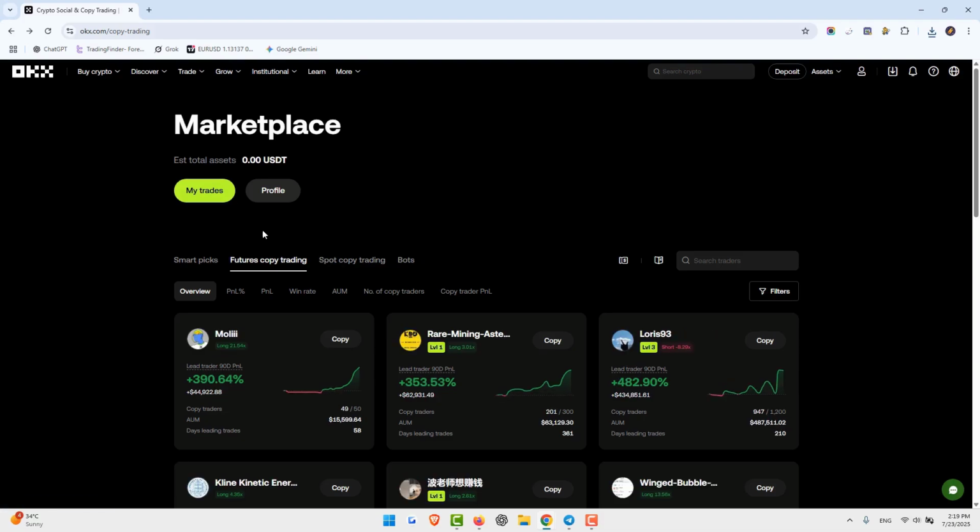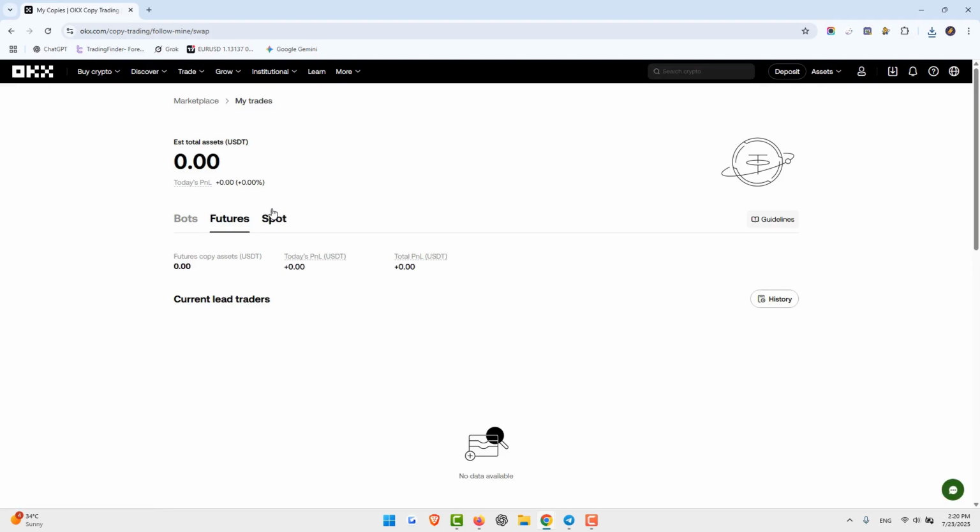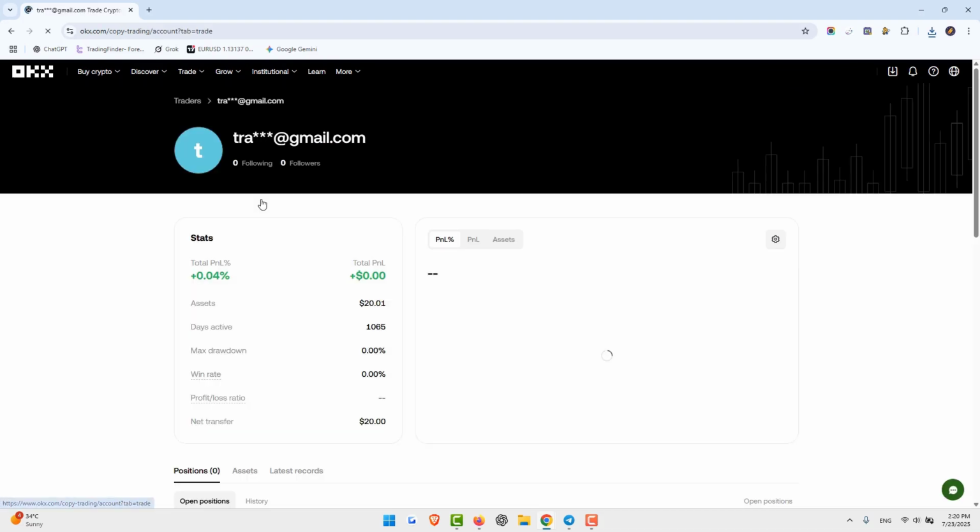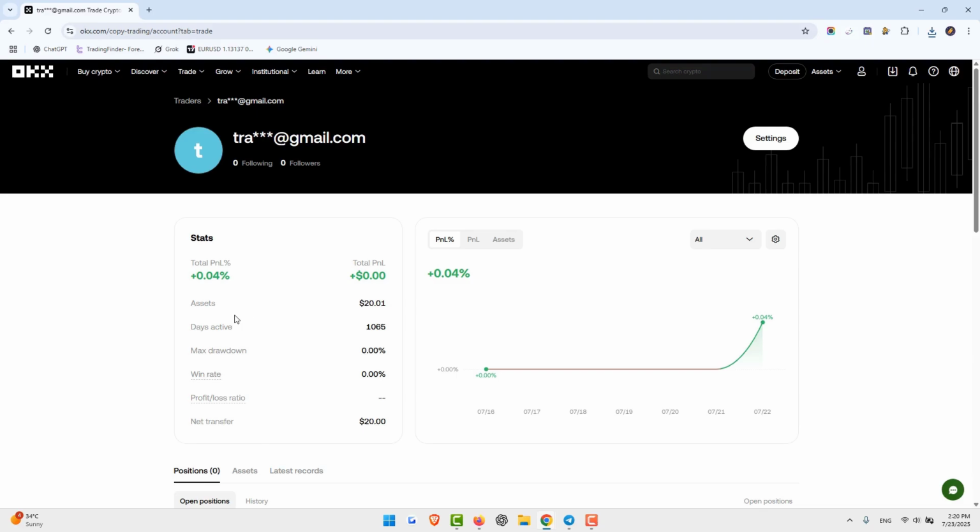After entering the Futures Copy Trade page, you'll have access to two options: My Trades and Profile. In the My Trades section, you can see the trades that are copied for you in the Futures section, along with all the details. You'll be shown the amount of profit received, your balance in the Copy Trade account, today's profit, and your total profit. And in the Profile section, you can also view a general summary of your personal profile.